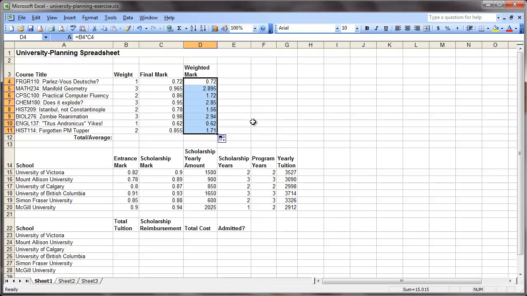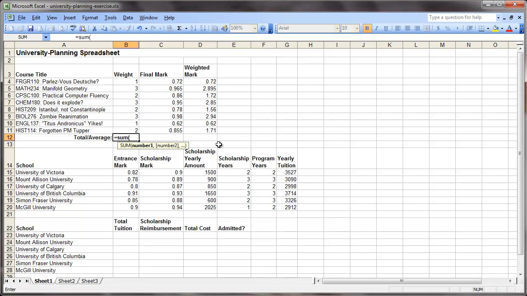Now the next one asks us to find the total weight of all the courses. So we want to find the sum of all of these. That's exactly where we would use a function. So I'll say equals sum, open parentheses, don't ever forget the parentheses, and then I'll just use the mouse to select my range. But I could type it in, B4 colon B11, close my parentheses to finish, and there we have it, the sum. That would be the total weight. We'll need that in a second.